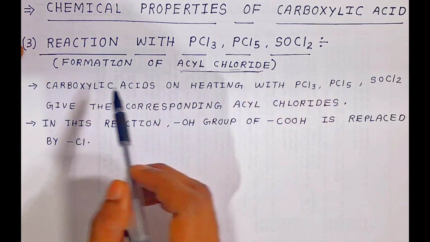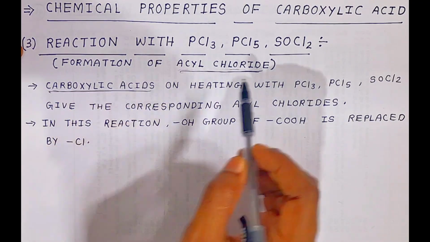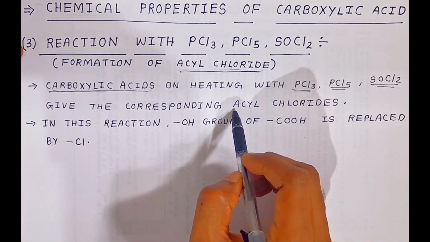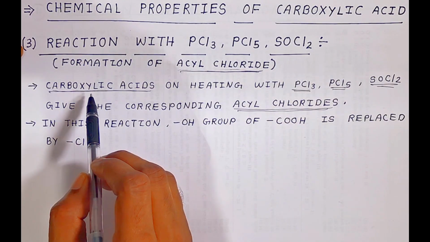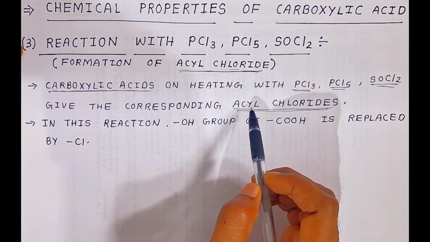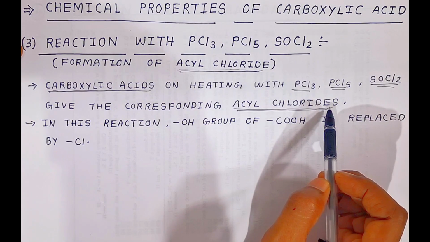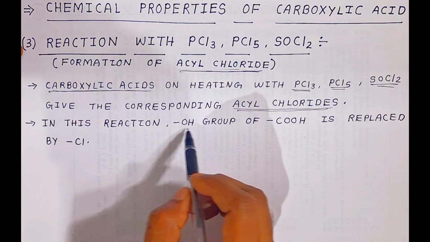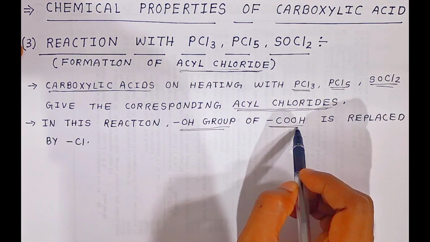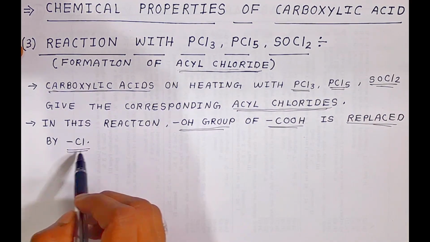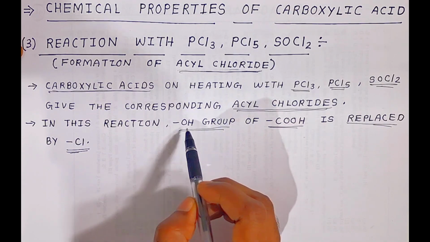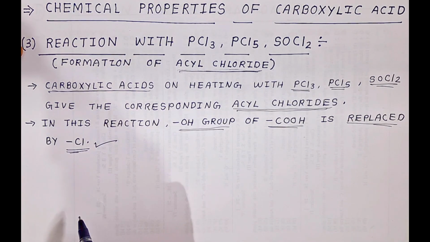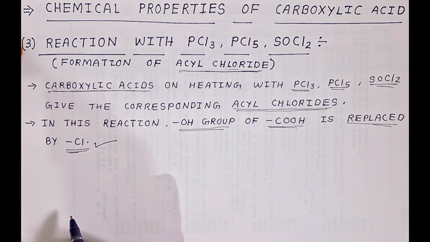in industry. So here, all the carboxylic acids on heating with phosphorus trichloride, phosphorus pentachloride, thionyl chloride give the corresponding acyl chlorides. Whichever type of carboxylic acid you take, you will get the same type of acyl chloride. In this reaction, the hydroxyl group of carboxylic acid is replaced by chloride. So the hydroxyl group is totally removed and it is replaced by chlorine.